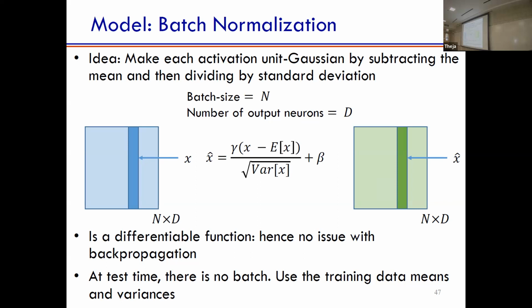So what you're going to do is just look at the neuron's outputs over the batch, subtract the mean of those numbers, and divide by the square root of the variance of those numbers. Okay, it's just a heuristic. So that's what we're doing. That's how we recenter it.